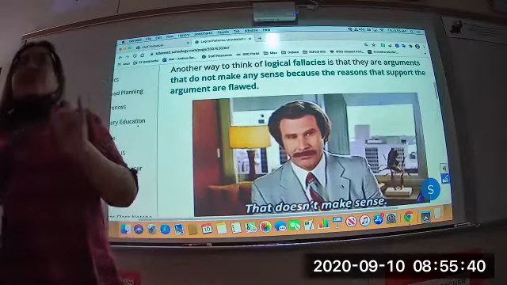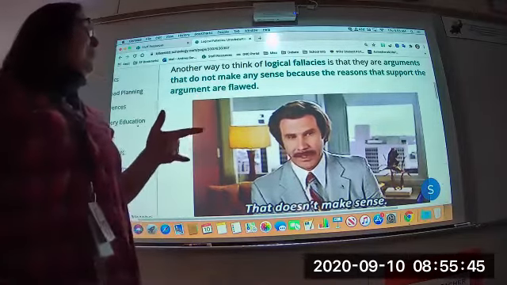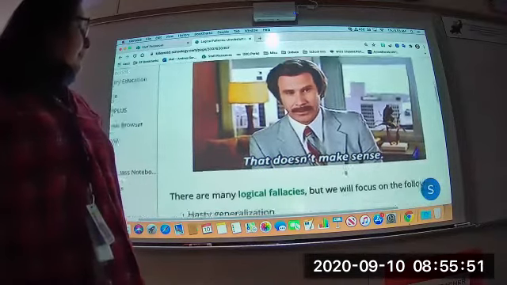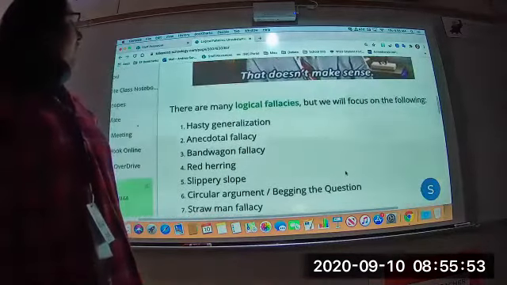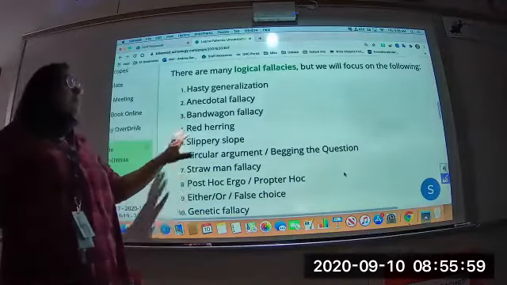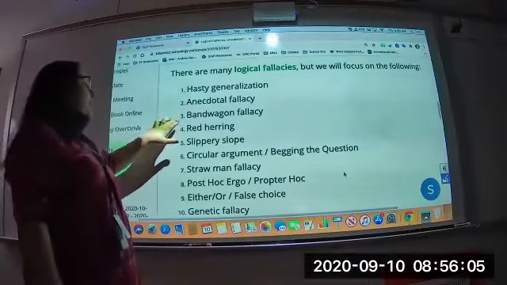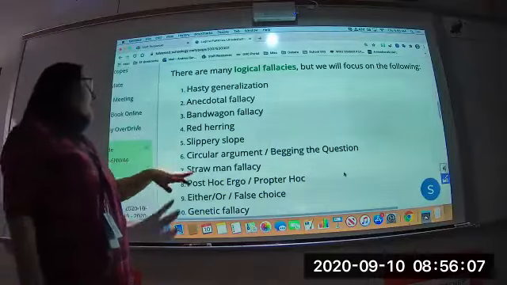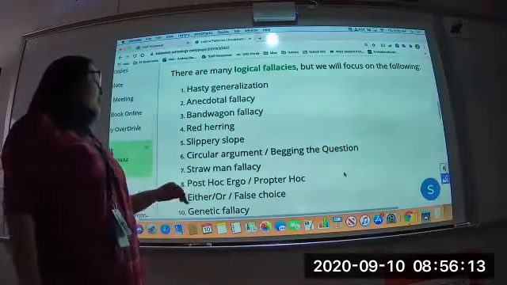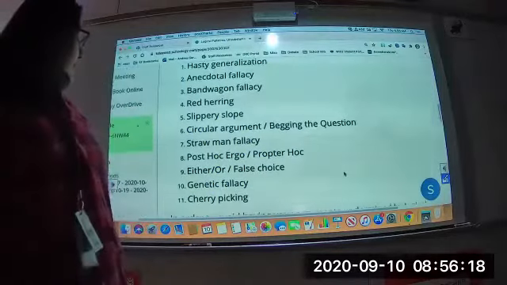Okay. Now, students of mine from last year, we kind of went through this real fast last year before spring break, and then we never came back. But we're going to get more in depth with it. So there are many logical fallacies, but we're going to focus on the following. This is important because some of these are on your vocabulary. So we have hasty generalization, anecdotal fallacy, bandwagon fallacy, red herring, slippery slope, circular argument begging the question, straw man fallacy, post hoc ergo propter hoc, either or false choice, genetic fallacy, and cherry picking.